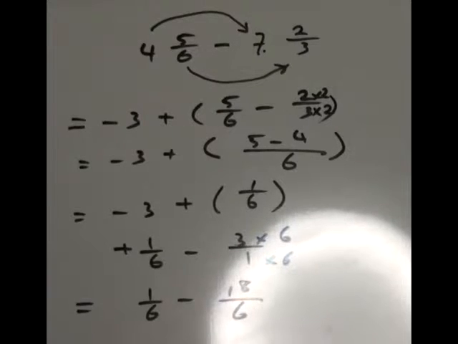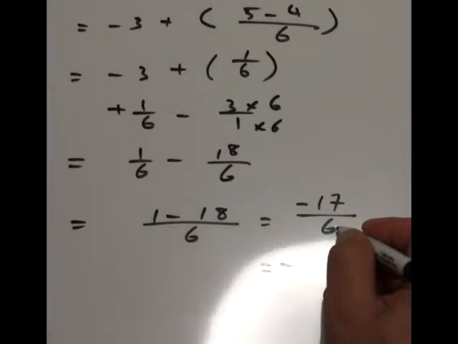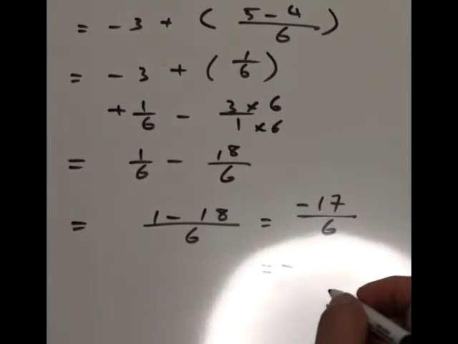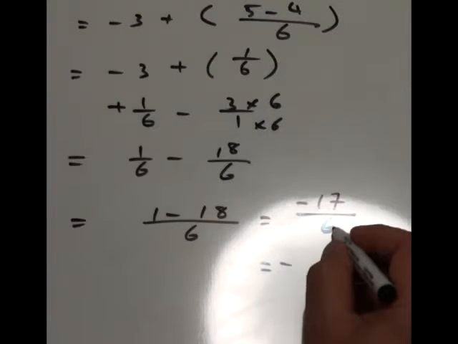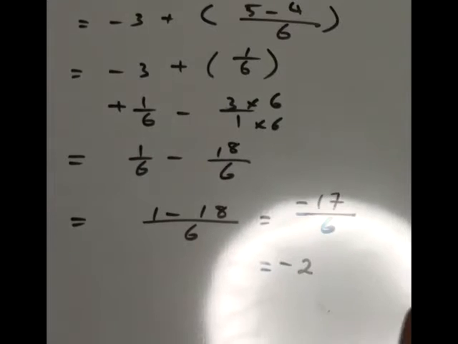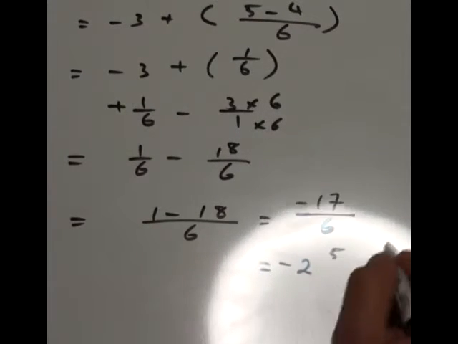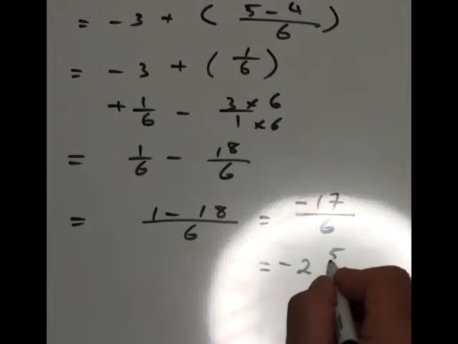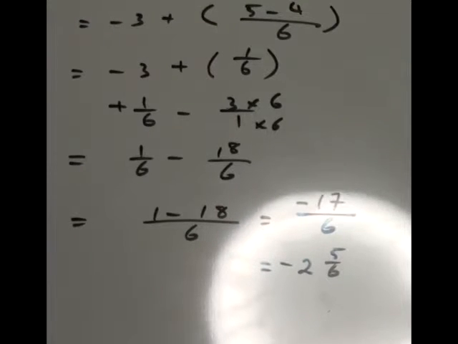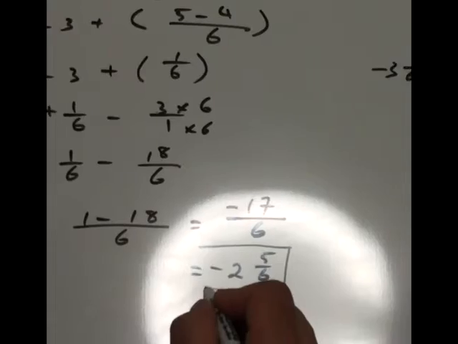So that's a common denominator. So that's the same as saying 1 minus 18. So that's easy. The minus still stays the same. 6 goes into 17... 6 3s are 18, so it must be 6 2s. 6 2s are 12. 17 take away 12 is 5. So that's the same as saying minus 2 and 5/6 is my finished answer. That now is the answer, the correct answer.